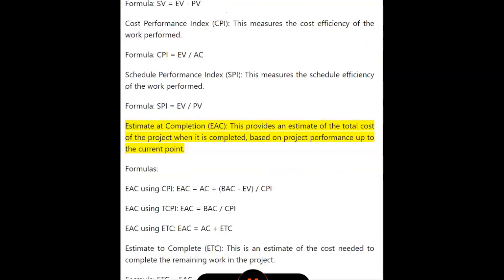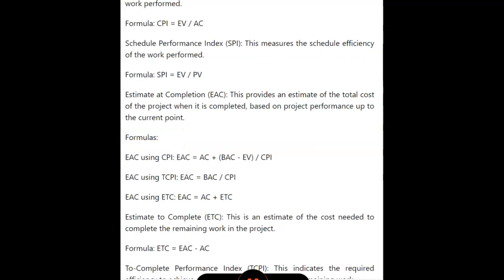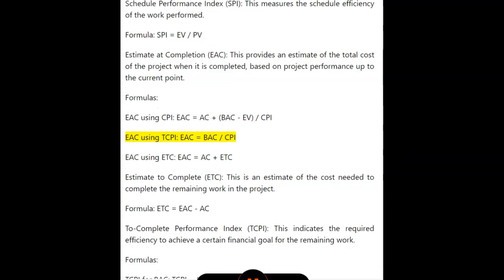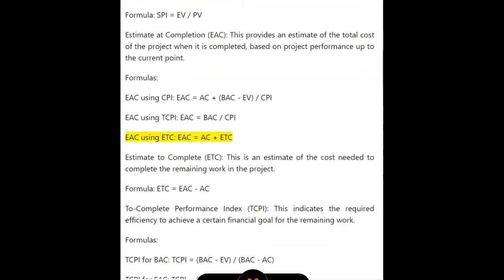Estimate at completion, EAC. This provides an estimate of the total cost of the project when it is completed, based on project performance up to the current point. Formulas. EAC using CPI: EAC equals AC plus (BAC minus EV) divided by CPI. EAC using TCPI: EAC equals BAC divided by CPI. EAC using ETC: EAC equals AC plus ETC.